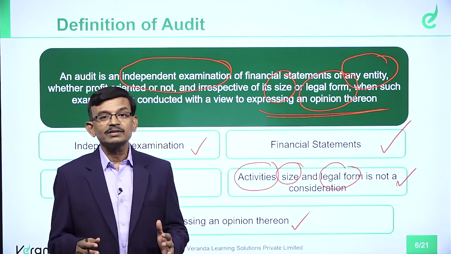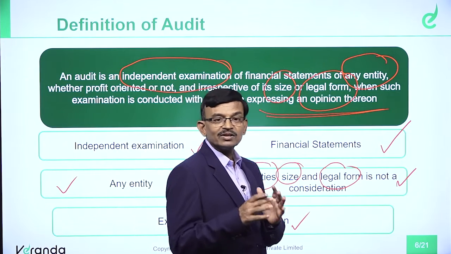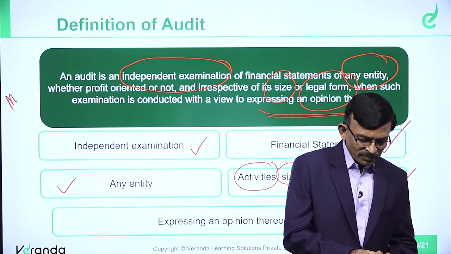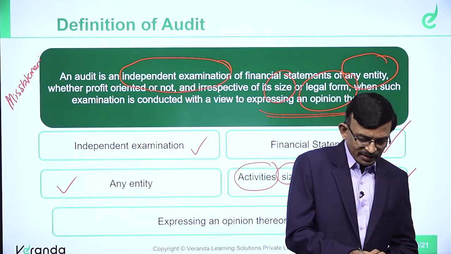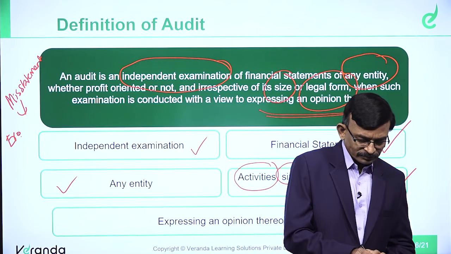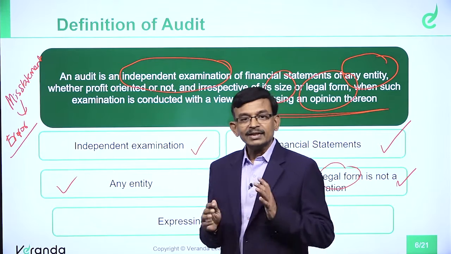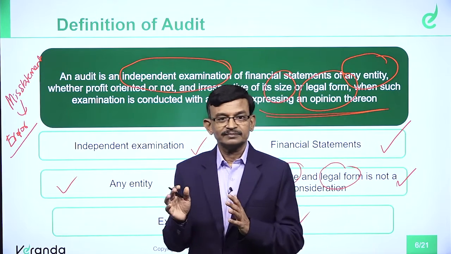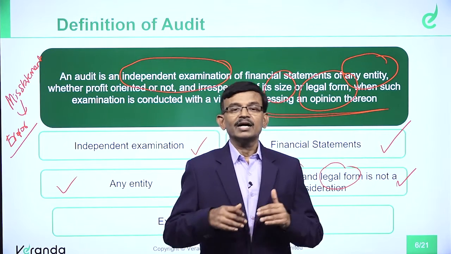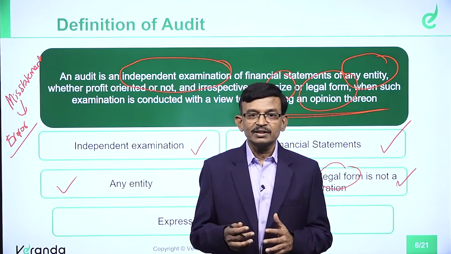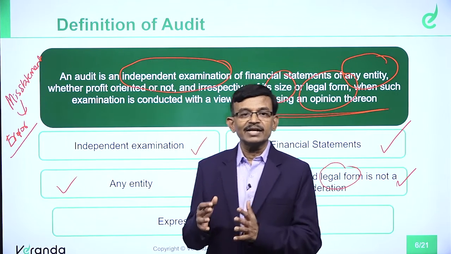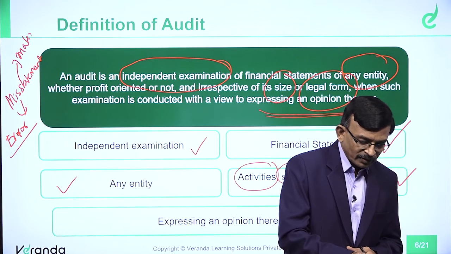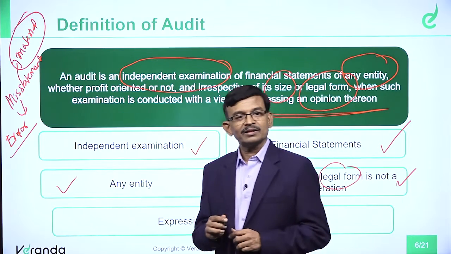What type of opinion will we express? Whether the financial statements contain any material misstatement. Whenever we say misstatement, it is nothing but whether it contains an error. That error may be because of a mistake or fraud. If it is done intentionally, it is a fraud. If it has crept in unintentionally, it is a mistake. So we are trying to find out whether the financial statements contain any misstatement, but we are saying material misstatement. We are not worried about small errors. We are talking about big errors.